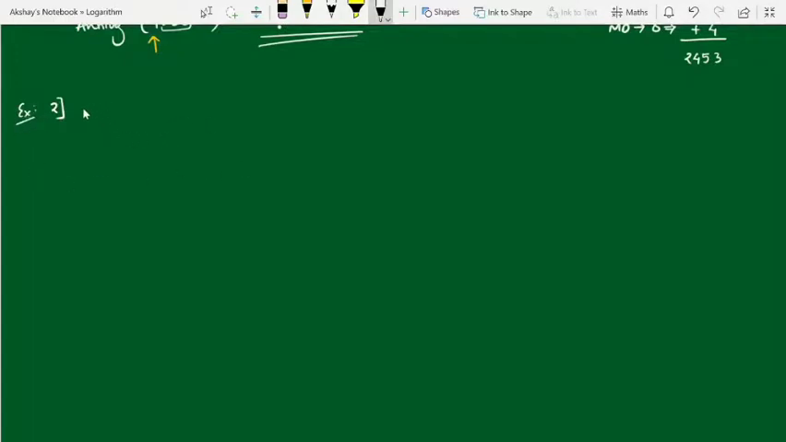Find the value of 4321 by 1234 using log table. They will use only the words log table, but you have to understand that we will be using both log as well as anti-log. So start.